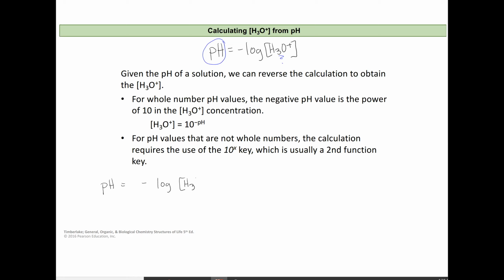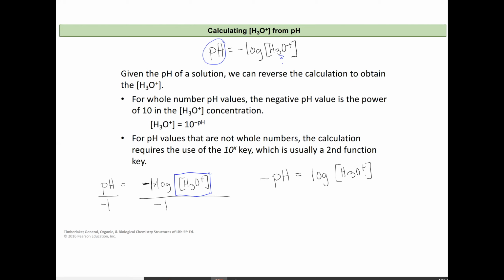I'm going to space this out. So what I'm going to try to do is isolate my hydronium ion on one side, so that way I can easily calculate it. So to do that, the first thing I'm going to do is imagine this in negative as -1 times. So I'm going to divide both sides by -1. And that is essentially going to mean that I have negative pH is equal to the log of H3O+.